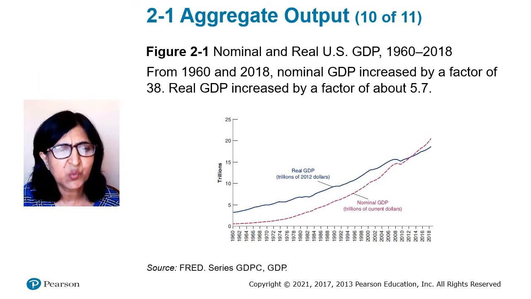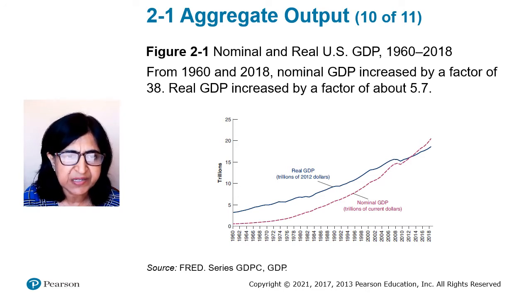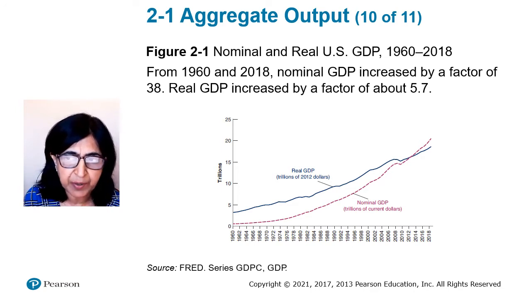Figure 2-1 plots the evolution of both nominal GDP and real GDP since 1960. By construction, the two are equal in 2012. Real GDP in 2018 was about 5.7 times its level of 1960, a considerable increase, but clearly much less than the 38-fold increase in nominal GDP over the same period.